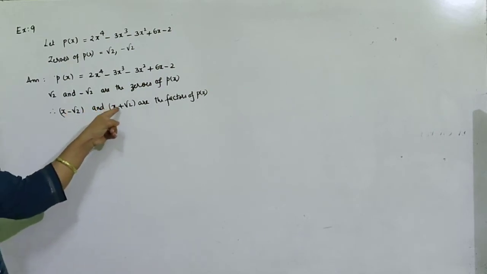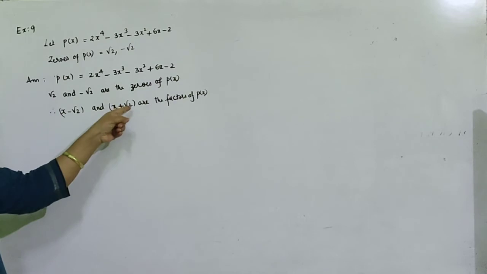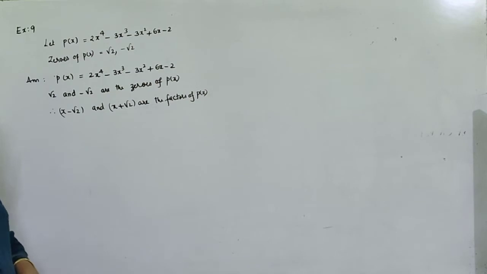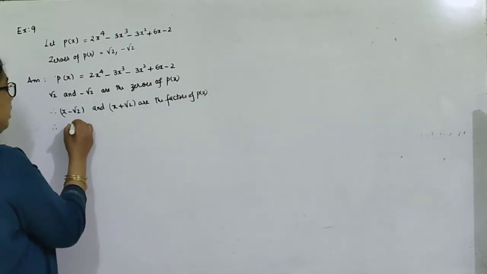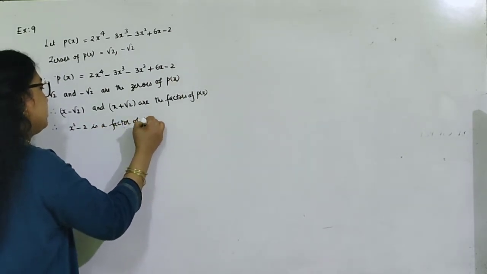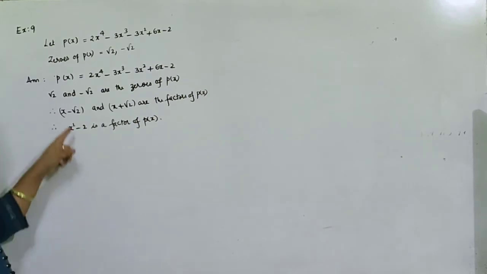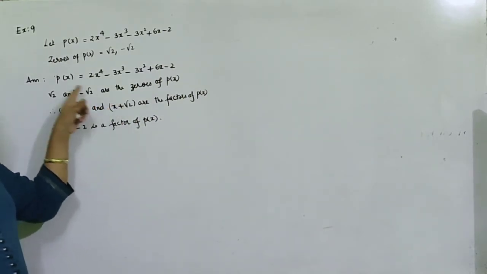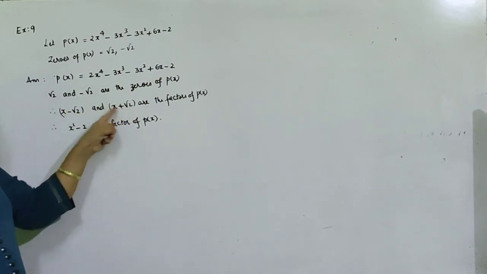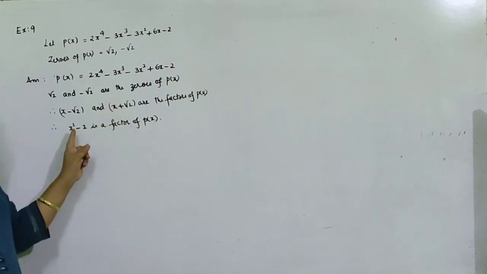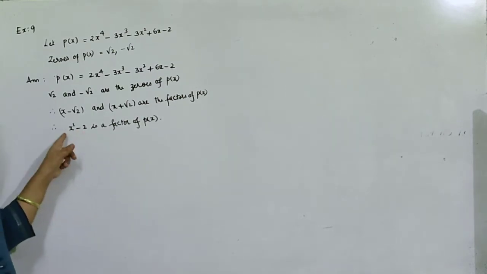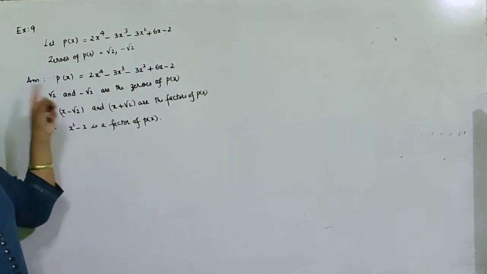X minus root 2 and x plus root 2 on multiplication: a minus b into a plus b, a square minus b square. X square minus root 2 square, and root 2 square is 2. Therefore x square minus 2 is a factor of p of x. So understood? Two linear polynomials, a minus b into a plus b, the product also will be a factor. If any difficulty comes, you have to multiply and look, then write it.